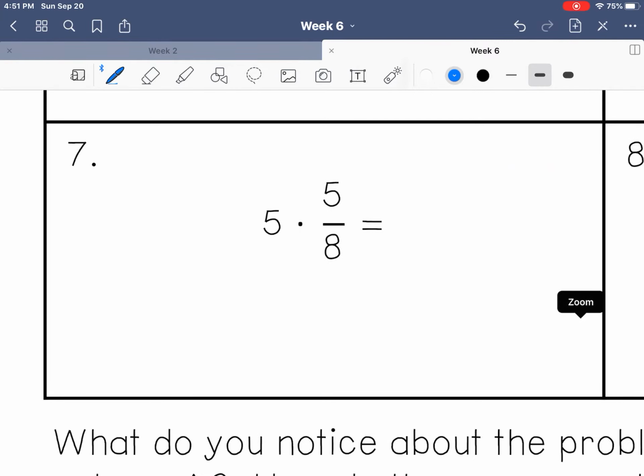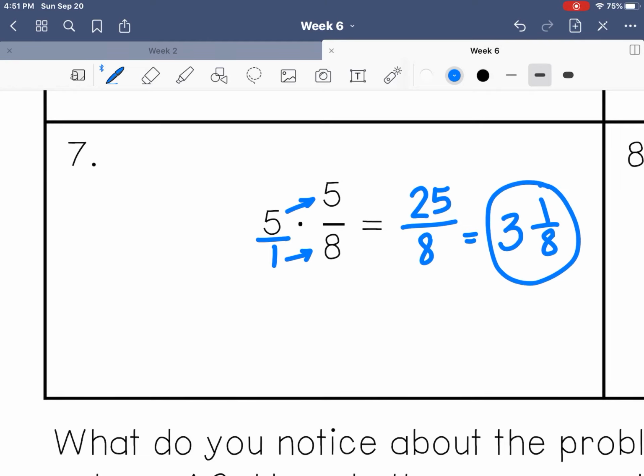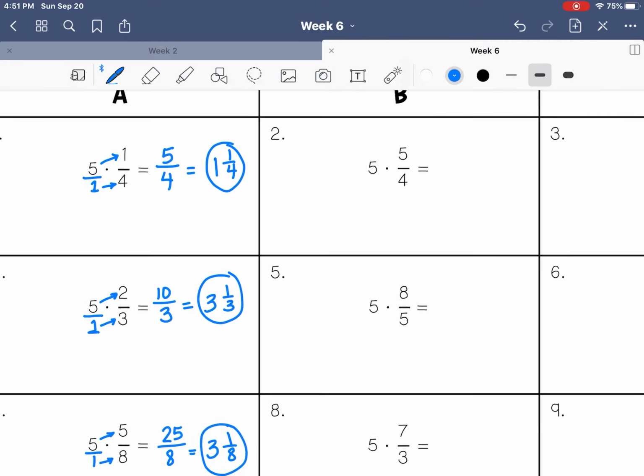Number 7. 5/1 times 5/8. Multiply 5 times 5, that's 25. Multiply 1 times 8, that's 8. That is improper. I'm going to move it back into a mixed number. 8 will go into 25 3 times with 1 left over. The answer is 3 1/8. All right, now let's go to column B.